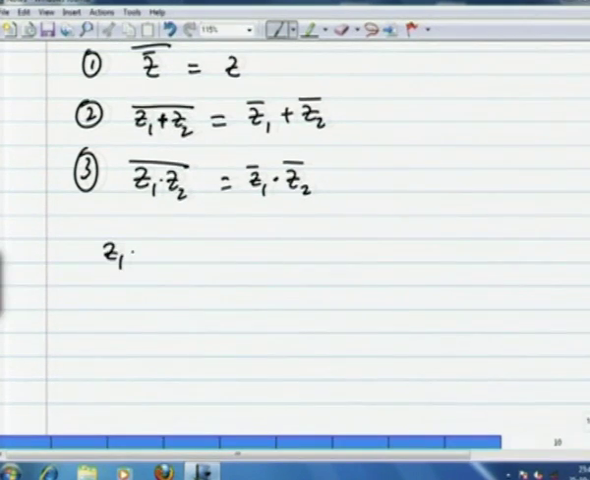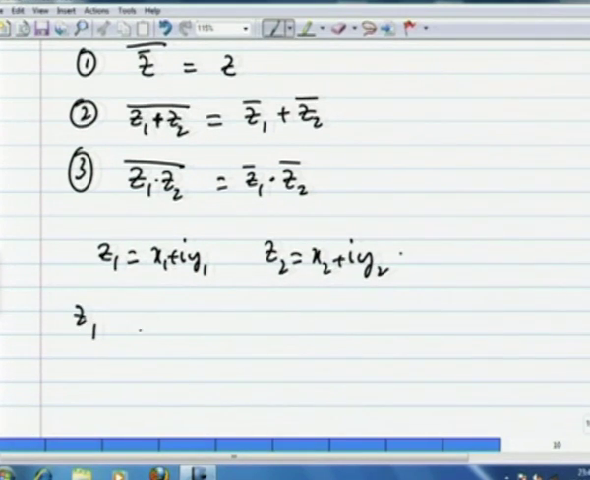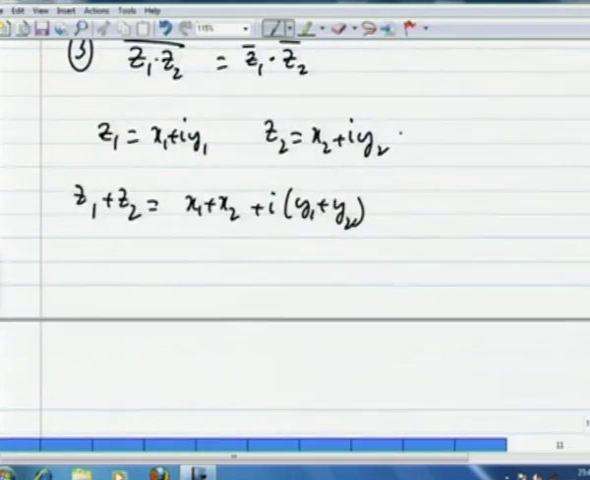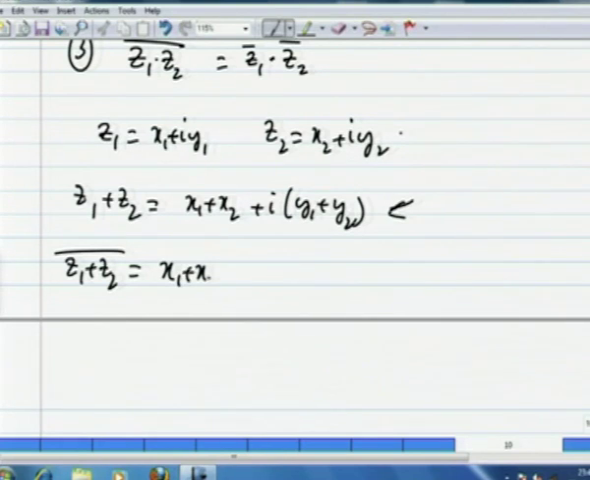So, let me take Z1 is x1 plus i y1, and Z2 equals x2 plus i y2. So, Z1 plus Z2 is x1 plus x2, plus i times y1 plus y2. So, that is the complex number addition rule. So, Z1 plus Z2 bar is going to be the conjugate of this complex number, which is x1 plus x2 minus i times y1 plus y2.